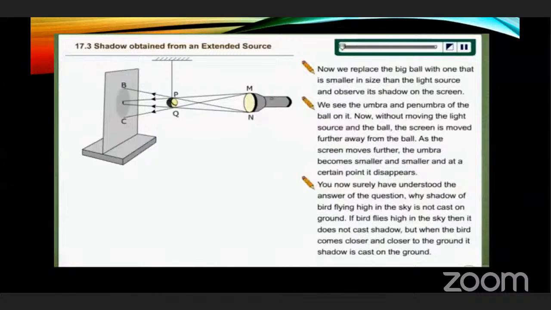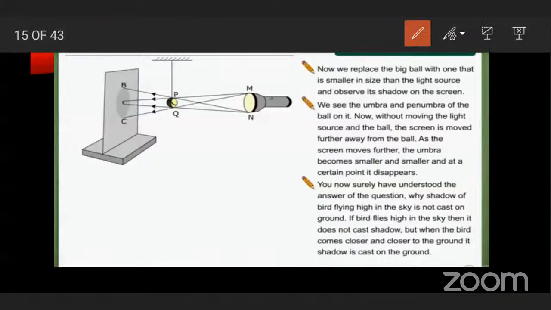Now we replace the big ball with one that is smaller in size than the light source and observe its shadow on the screen. Now here we took a small ball. You can see here, it is smaller than the light source. We see the umbra and penumbra of the ball on it. Now, without moving the light source and the ball, the screen is moved further away from the ball. As the screen moves further, the umbra becomes smaller and smaller, and at a certain point, it disappears.